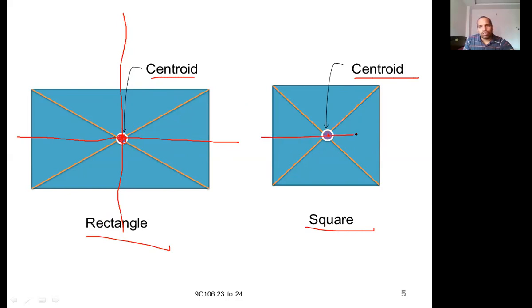Or if you want, the other method is to draw the lines of symmetry. They will intersect again at the same point, right? If you do it, they will intersect at only one point, that is nothing but your centroid for the square and rectangle, right? These are symmetrical about both axes, this is the x-x axis, and this is the y-y axis. Similarly this also x-x and y-y axis. Like this you can locate the centroid for simple rectangles and squares.